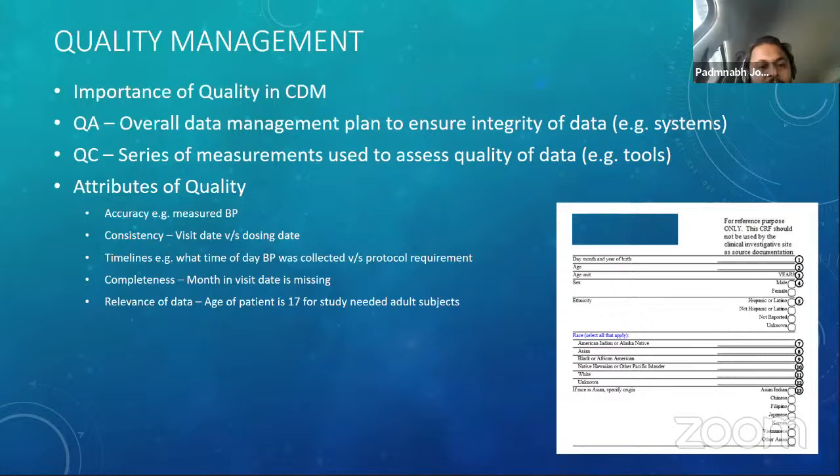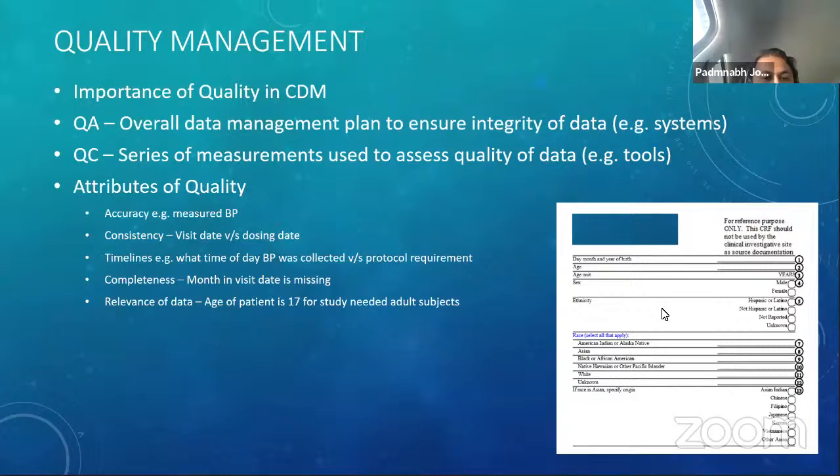I also gave a reference to an example of relevance of data: the subject population in a study states that only adult subjects have to be enrolled, and there's a subject who is 17 years old. So it's not meeting the requirements of the study recruitment or inclusion criteria. The data is not relevant to the protocol requirements. So these are some of the key attributes that we have to ensure while working on data management activities.